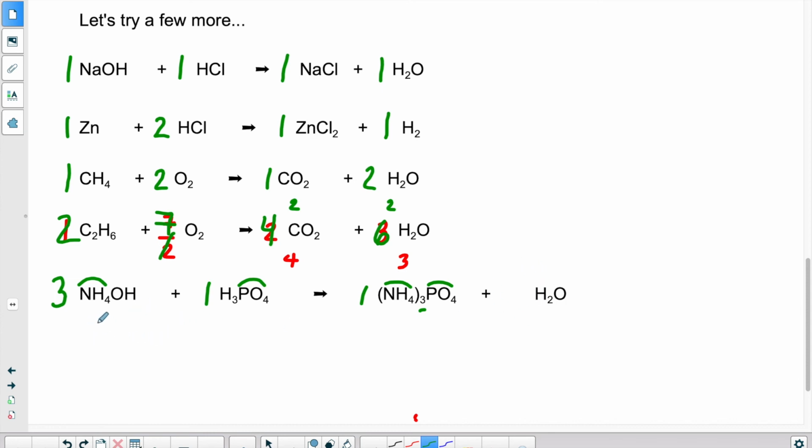So let's count the hydrogens first. 3 times 4, what am I saying, 7? 12. So 3 times 4 is 12, plus another 3, that's 15, because it's 1 times 3. You're distributing this 3 everywhere. Over here I have 1 times 3, so I have 3. So I have 18 in total.